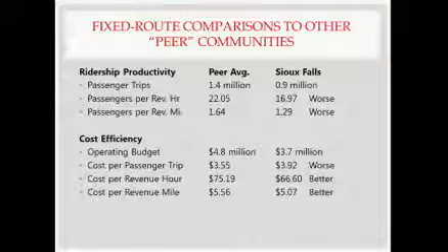So in terms of ridership productivity, we're actually a little worse than our peers. But when we look at cost efficiency on the fixed route system overall, we're doing much better than our peers. So we think we provide a really good service. We just need to find better ways to utilize that service for ridership.